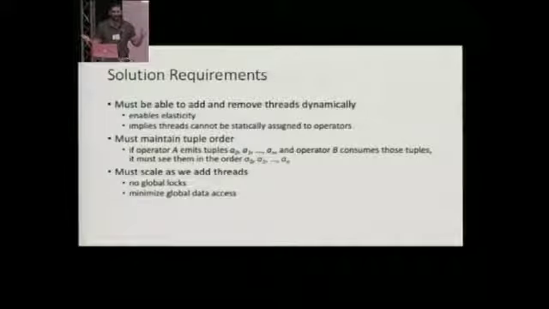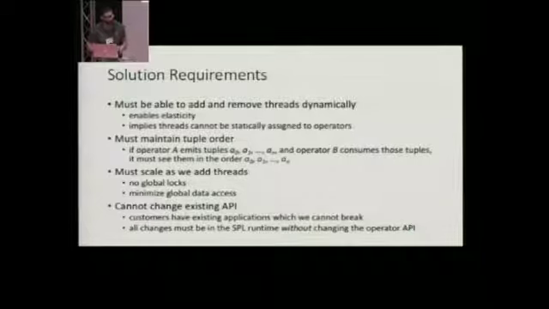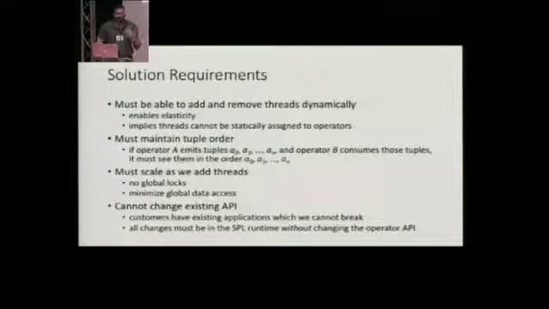We need to scale. That is, of course, one of the purposes of this. And in order to scale, you're not going to have global locks, you're going to minimize your global access, and you're going to even want to minimize your synchronization. And then the final requirement is, this is a relatively mature product. We have customers that have applications that are running. When they get a new version, things are supposed to just work. So we can't change the existing API.